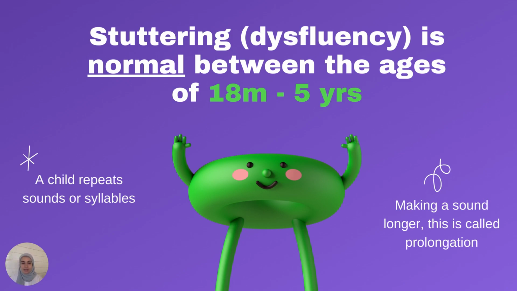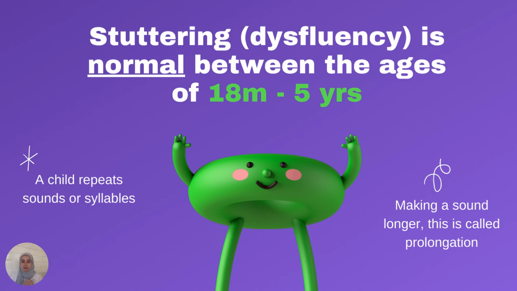I think a lot of times when we hear the word stutter or disfluency, the first thing that comes to our minds is that there's something wrong. But the reality is, between the ages of 18 months and 5 years, it's absolutely normal for your child to stutter. What does that word mean, stutter? Or what does disfluency mean? Well, it just means that your child is repeating a sound or a syllable or making a sound much longer, which is also called prolongation.